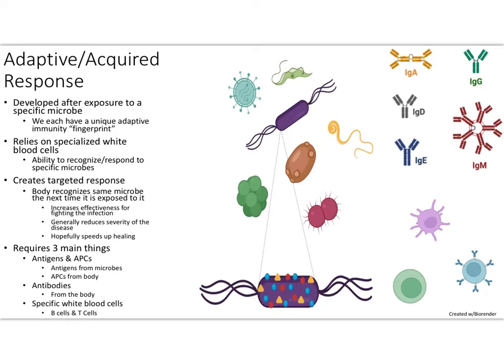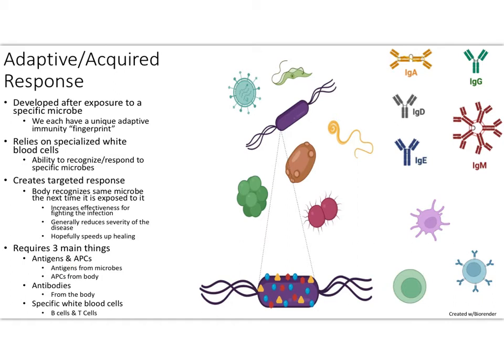There are three main things that are needed to create this adaptive response. First are antigens from microbes and what we call antigen-presenting cells, or APCs. There are many different types of antigen-presenting cells in our bodies, and lots of times the phagocytes that we were talking about in innate immunity are the ones that serve as the antigen-presenting cells.